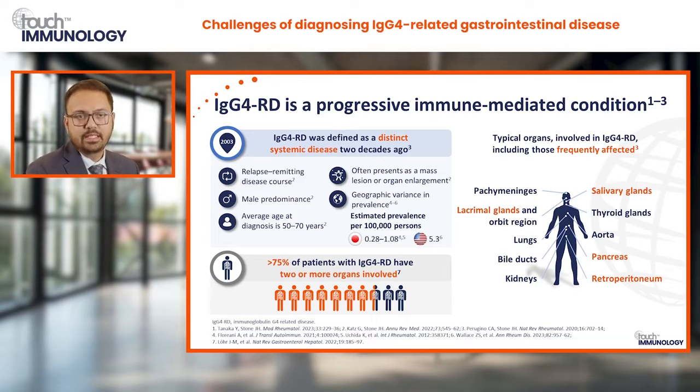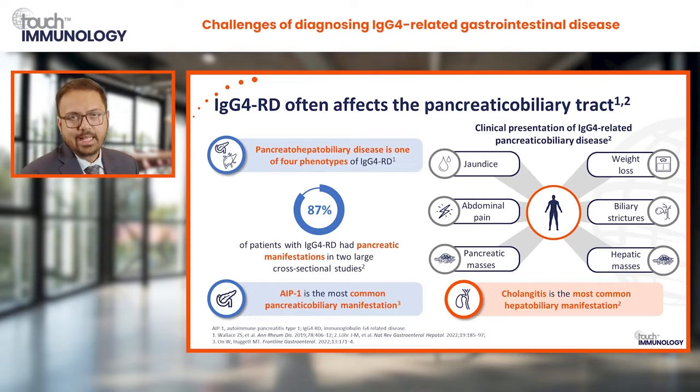What's characteristic of this condition, it often follows a relapsing remitting disease course and can present as enlargement of an organ or a mass that raises the suspicion of cancer. It can frequently affect the pancreatico-biliary tract, and actually pancreatico-biliary involvement and liver involvement is one of the more prevalent phenotypes of this disease. And autoimmune pancreatitis type 1 is essentially the pancreatico-biliary manifestation of type 1 of IgG4-related disease.